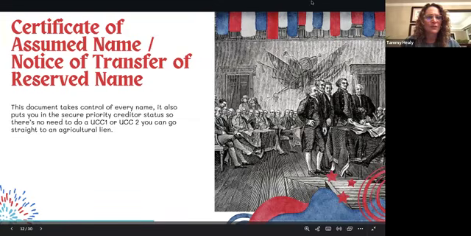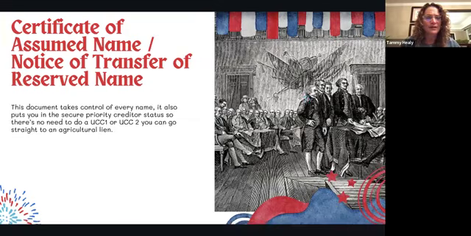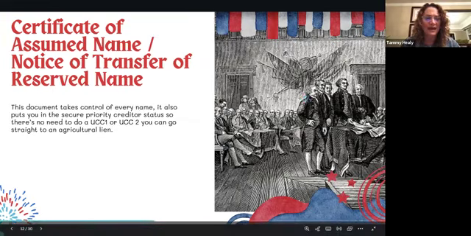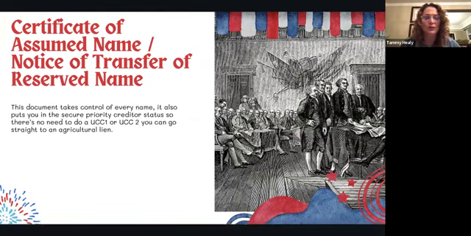All right. Let's move on to certificate of assumed names, notice of transfer of reserved name. All right, this document takes control of every name. It also puts you in the secure priority creditor status. So there's no need to do a UCC1 or UCC2. And those of us who aren't familiar with these processes, because these were older processes when they were trying to nail down the right paperwork, basically, this document, the certificate of assumed name, replaces that. You can go straight to an agricultural lien.